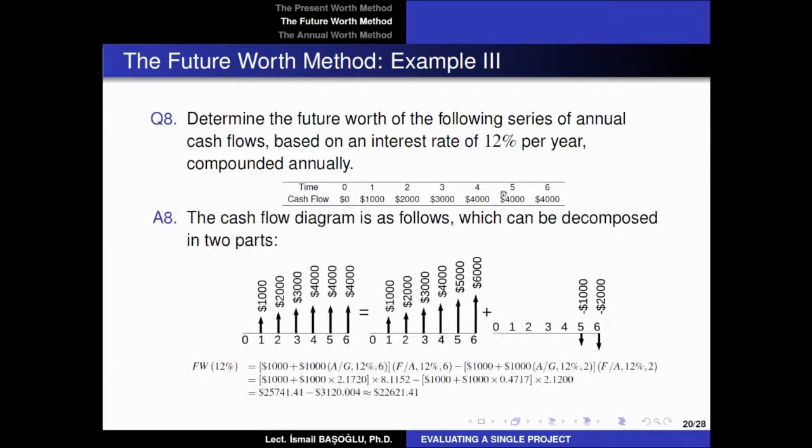So again, we have the same cash flow here, but this time we are going to decompose this cash flow diagram into two parts in a different fashion. So this time we are going to assume that we have a complete gradient series for 6 years, starting from the first year until the 6th year, and every year the gradient size is going to be $1,000, and the base amount is $1,000 at the end of the first year. And as a second part of this cash flow diagram, we will have a negative $1,000 and a negative $2,000 at the end of the 5th and the 6th years.